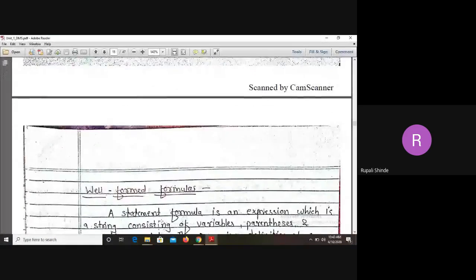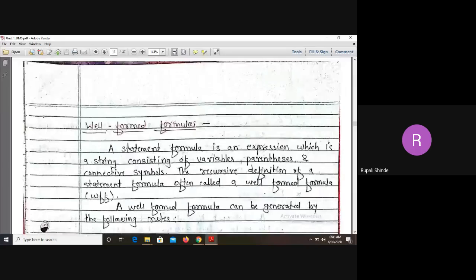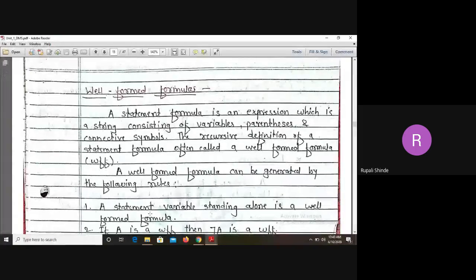Now, next point is well-formed formula. This is a very important point. So, what is a well-formed formula? First of all, we have to see the definition. A well-formed formula is an expression, a string which consists of variables, parentheses, connective symbols. A recursive definition of statement formula is called a well-formed formula. Now check here, well-formed formula, what is the definition? A well-formed formula itself is a statement formula and it is a string which consists of variables, parentheses and connective symbols.